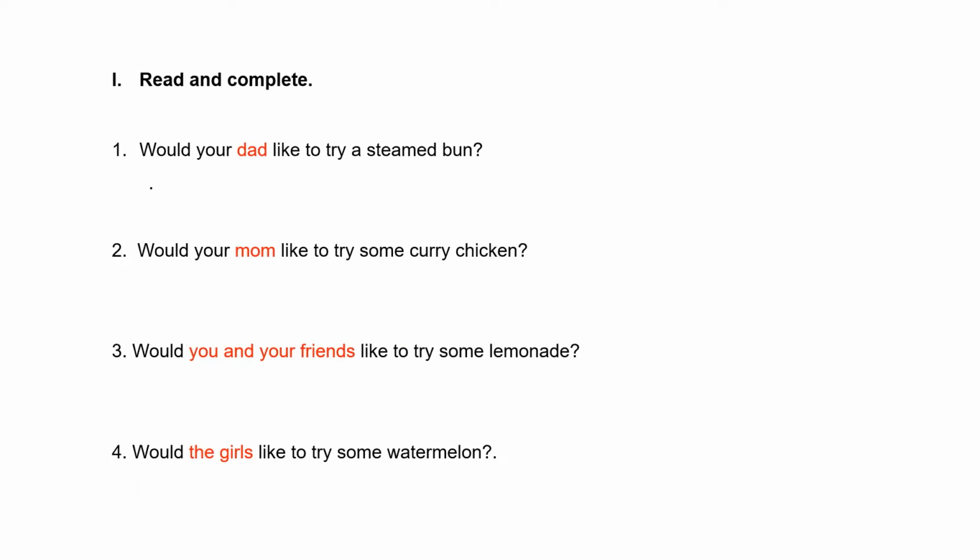This activity is also part of the document Activity 1. Here you have to read the questions and complete. Number 1. Would your dad like to try a steam bun? We already have the first part of the answer, that is yes. That indicates us that the answer will be positive or affirmative. Then we have to identify the subject, that. That is he, so the answer will be yes, he would.